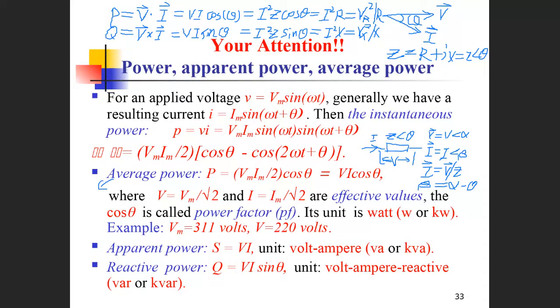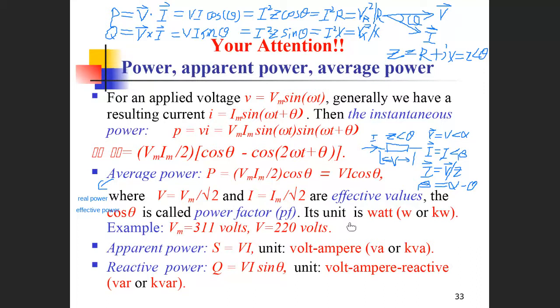So real power, or effective power, is the average power consumed by the consumers. And the reactive power is the power stored in an inductor or a capacitor. In most cases, they do not use the words real power, average power, or apparent power. They just use the unit to distinguish between them.